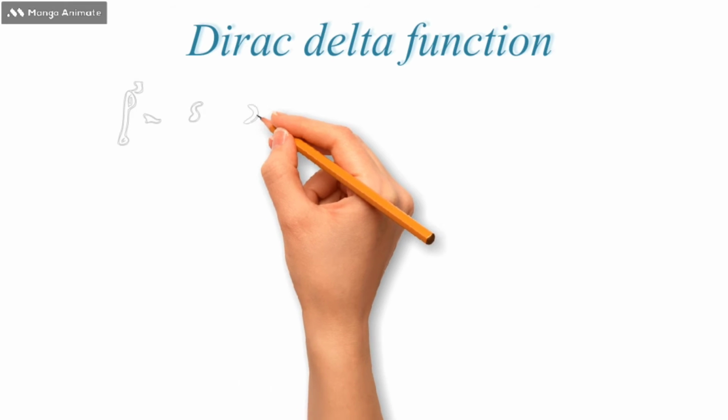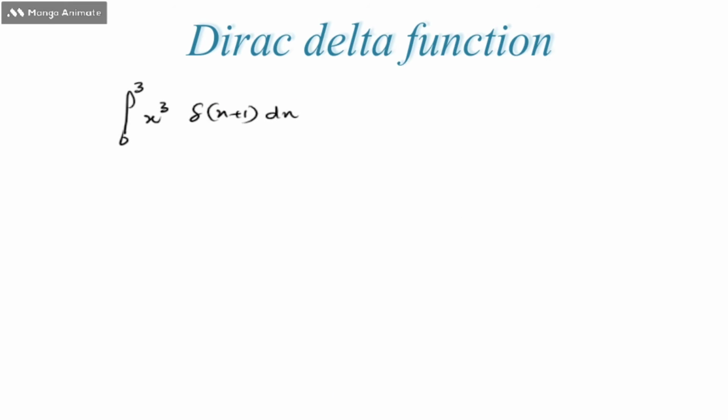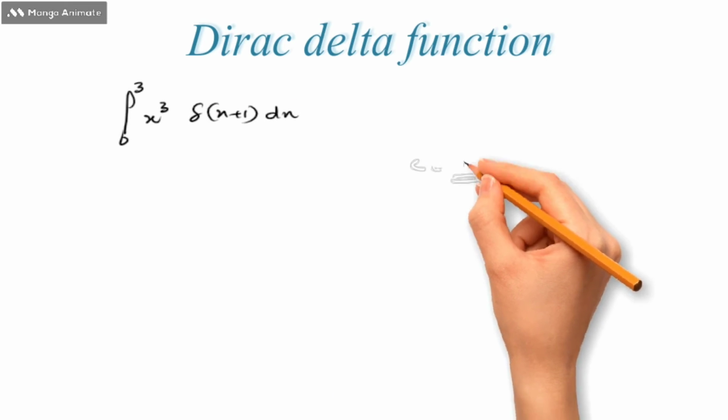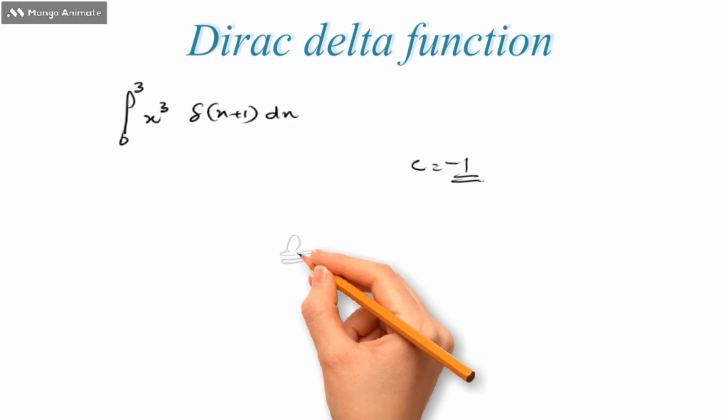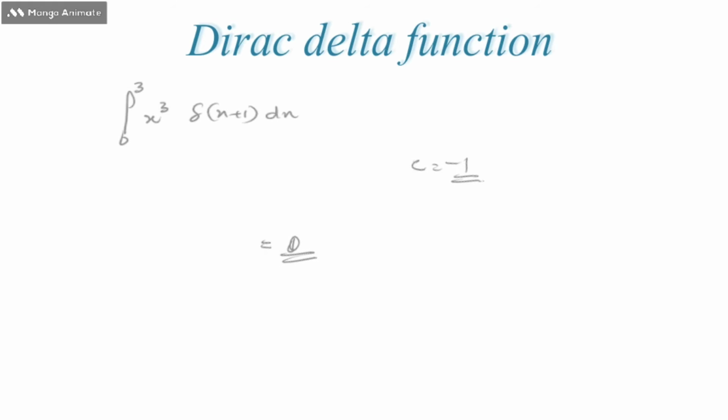Next question is integral 0 to 3, x cubed delta of x plus 1 dx. Here c is minus 1, which does not lie in between 0 and 3, so the answer will be 0.